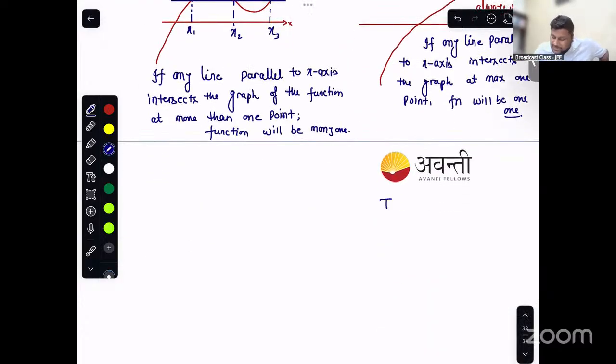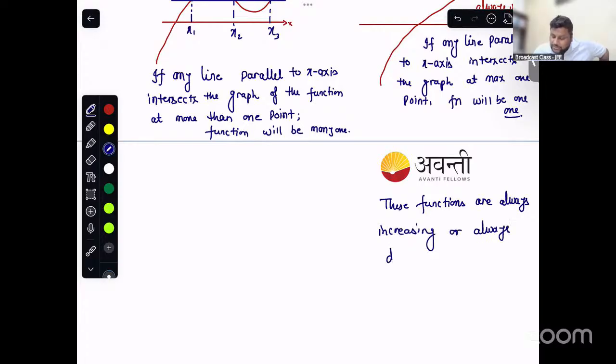Now these functions are always increasing or always decreasing.